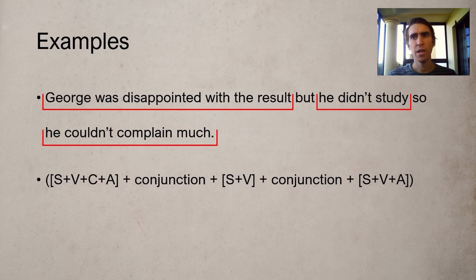So is another conjunction. He couldn't complain much. Again, you've got your verb expressed in the negative. He is your subject. Couldn't complain is your verb. Much is your adverbial because it provides extra information about that particular verb. In this case, it shows that he couldn't really complain, that there wasn't much complaining to be done because he didn't study.